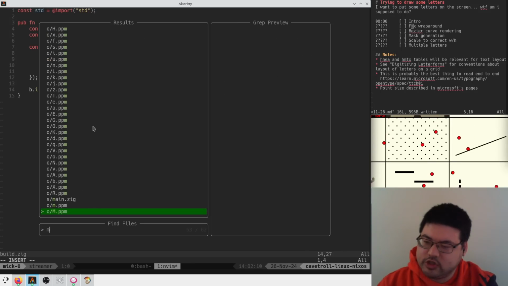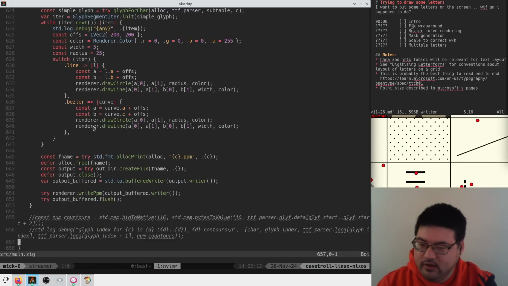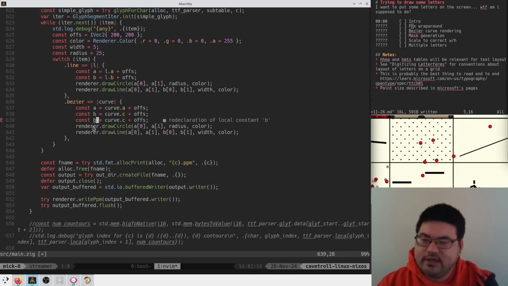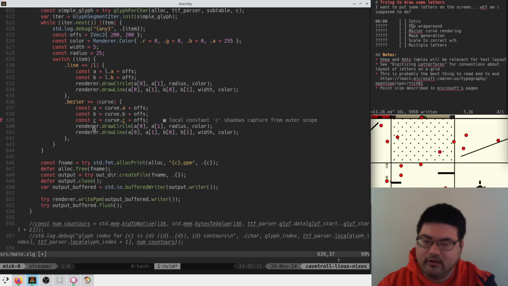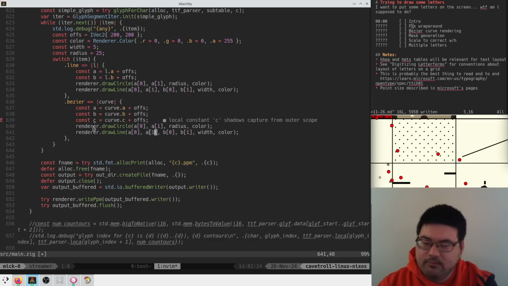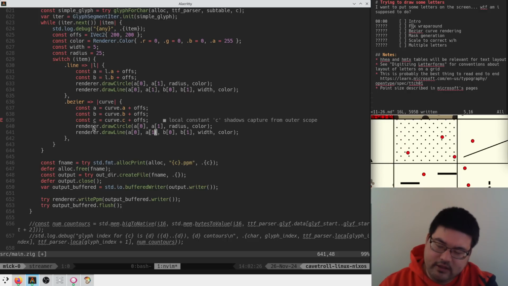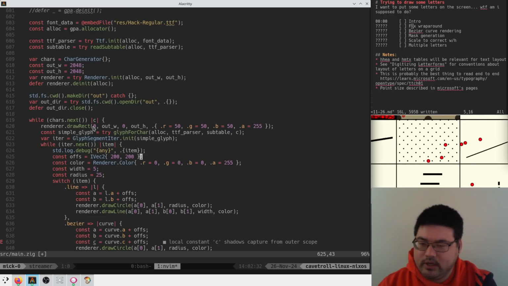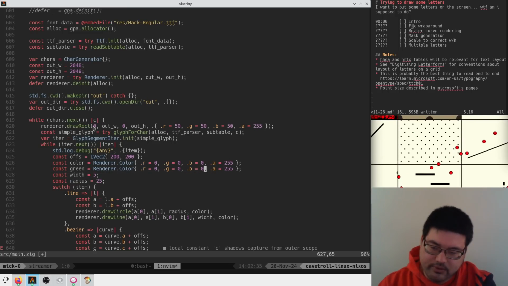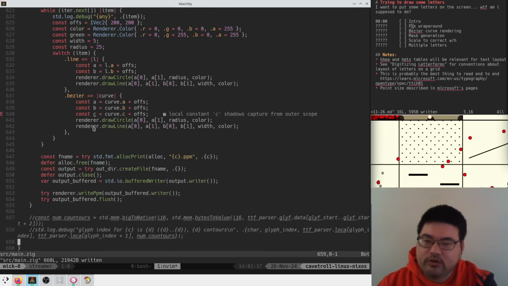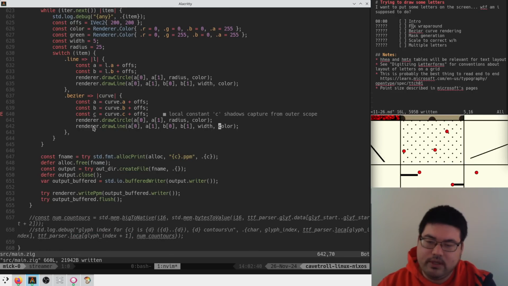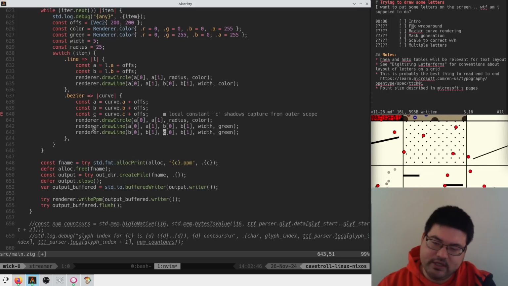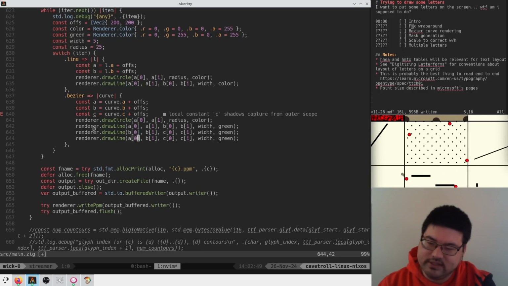Let's see. Maybe I can show that. If I go to main, maybe we can say that in the Bezier segment, let's try to draw some lines like this, where maybe we'll draw the Bezier point in a different color. So we'll draw a line between A and B in green. Between A and B will be green, between B and C will be green, and then between A and C will be black.